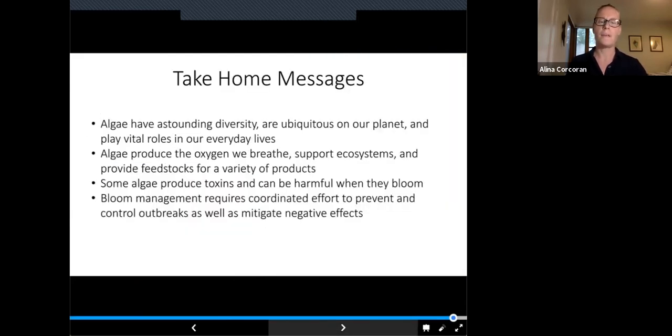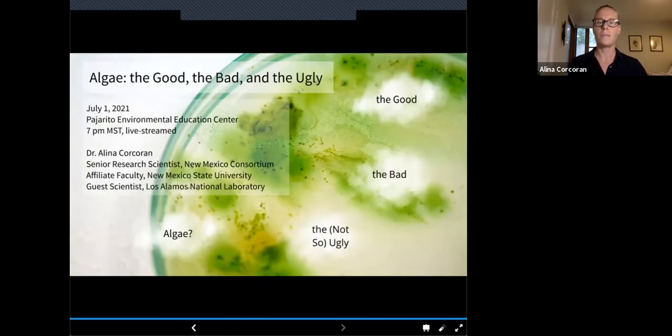And with that, I will leave you with a few take-home messages. So first, algae just have astounding diversity. They're everywhere on our planet and they play important roles in our lives. They produce the oxygen we breathe, they support ecosystems, and they provide a feedstock for a variety of products. Some do produce toxins and they can be harmful when they bloom. And bloom management requires coordinated effort to prevent and control outbreaks as well as mitigate negative effects. And with that, I'm happy to take questions or have a discussion.